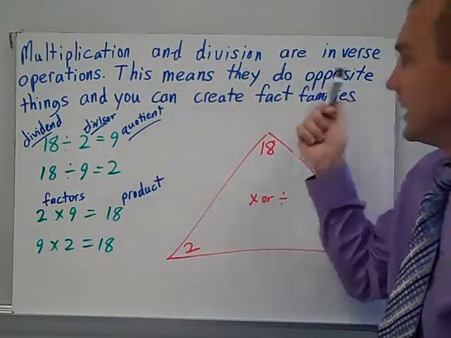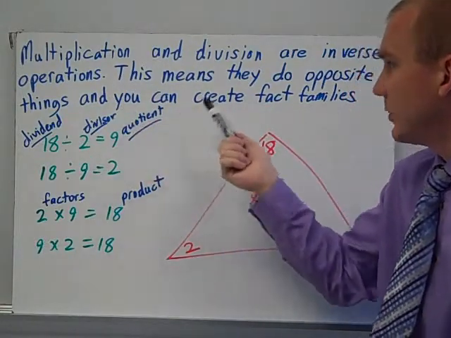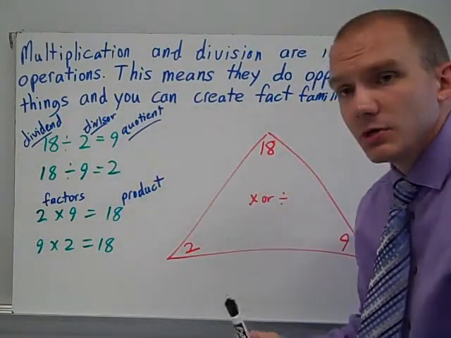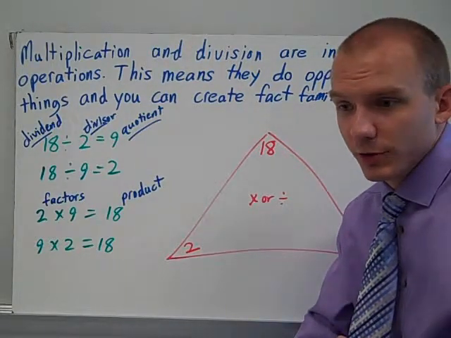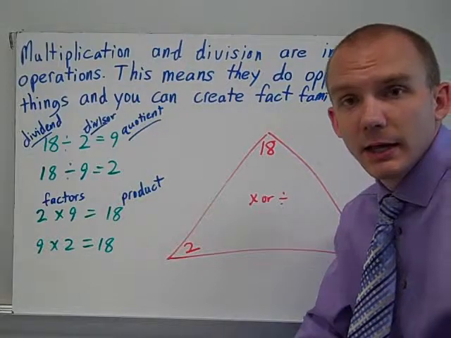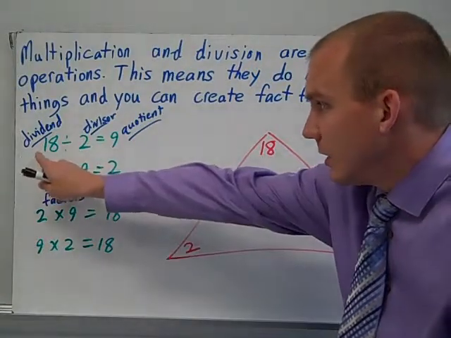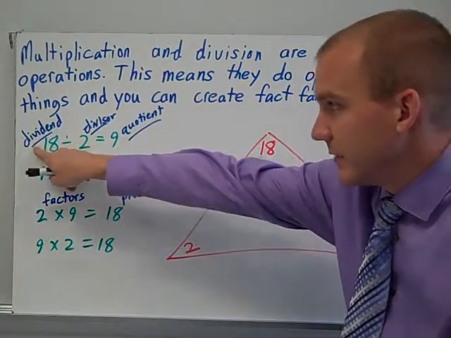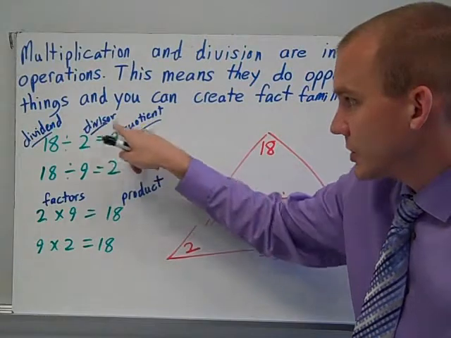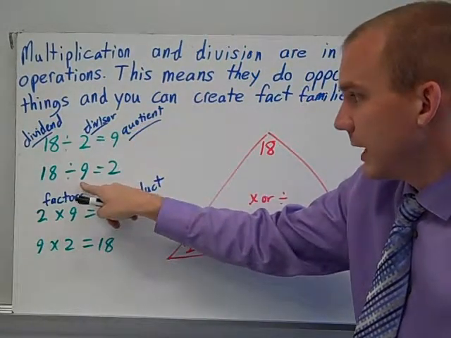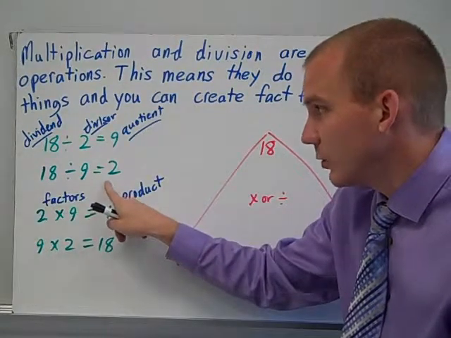Multiplication and division are inverse operations. This means they do opposite things, and you can create fact families. So when we have inverse operations, you can basically swap them around and just change the order and the operation symbol and where the equal sign is positioned. And you'll see how to do that here. You have 18 divided by 2 equals 9. Your dividend is 18, your divisor is 2, and your quotient is 9. Well, you can just swap the divisor and the quotient, 9 and 2, in their positions, and now you have 18 divided by 9, and that's going to equal 2.